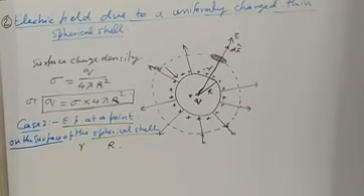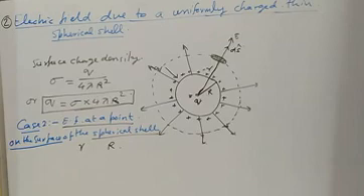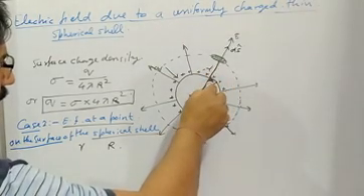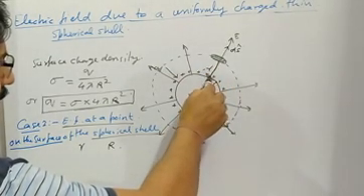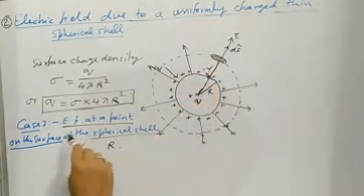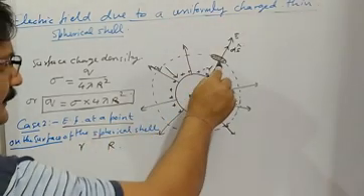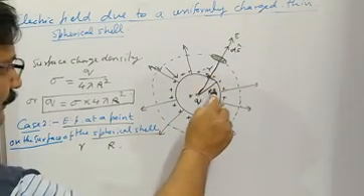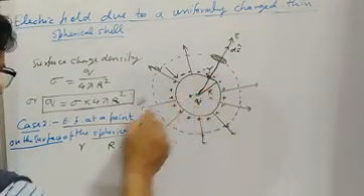Students, now what can be the value of electric field at a point on the surface of the spherical shell? Suppose this point is moved to the surface of the spherical shell. It means we have to find the electric field on the surface of the spherical shell. It means distance from the center of the spherical shell, small r, becomes equal to the radius of the shell.